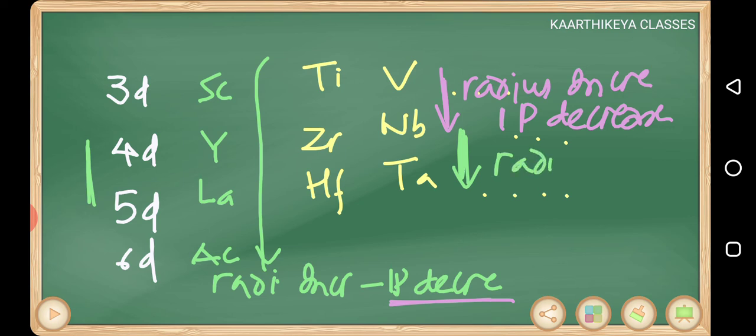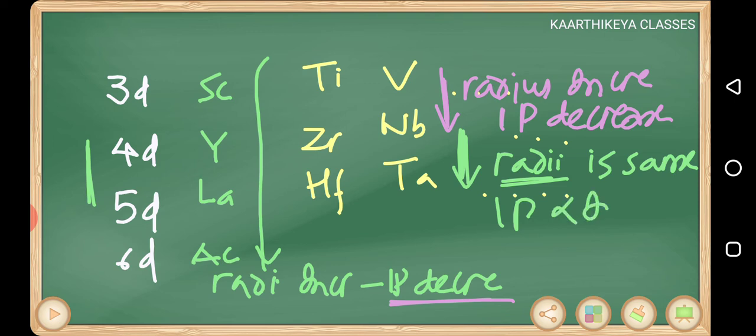Here the radius is the same. The reason is lanthanide contraction. Even though the radius is the same, the ionization potentials will increase. Actually, down the group, ionization potential should decrease, but here ionization potentials are increasing. The reason for that is very, very simple. Down the group, atomic radius should increase, but here radius is the same because of the lanthanide contraction. When the radius is the same, the nuclear power will be more. When the nuclear power is more, the ionization potential increases.